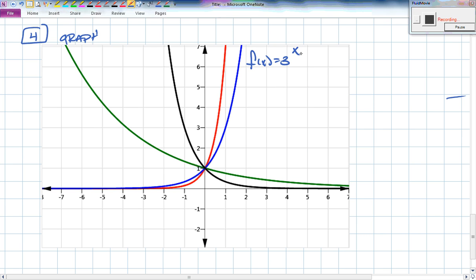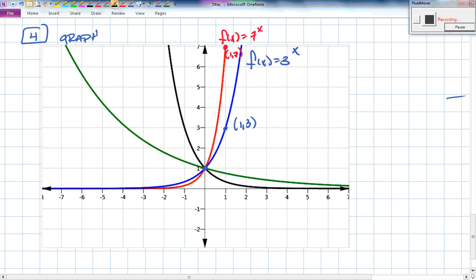3 to the x. Yeah, how do you know that? Because 0, 1, and 1, 3 is on the graph, right? 1, base on the graph. So that's going to be 3 to the x. How about the red one? 7 to the x. f of x equals 7 to the x. Good. Because 1, 7 is on the graph. 1, base. So that's 7 to the x. Making sense? Okay, how about the black one?